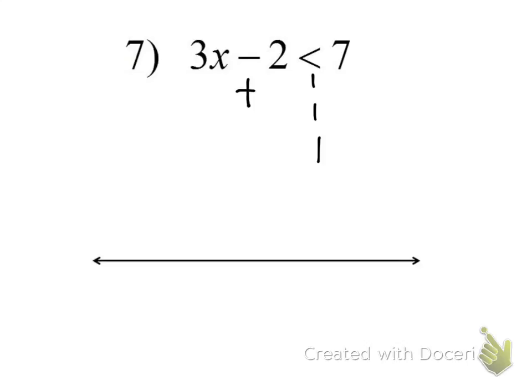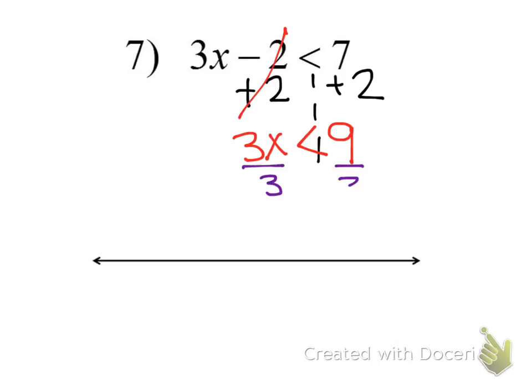Add 2. So that gives me 3x, because the 2's are gone, is less than 9. Then we divide. Any flipping? Nope. We divided by a positive. Whoop. A little carried away with my 3. We divided by a positive, so we're good.